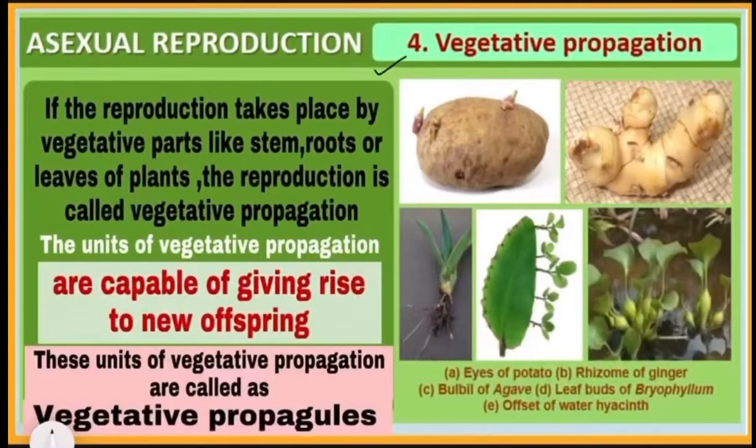Now, the fourth method of asexual reproduction is vegetative propagation, and it is found in plants. If the reproduction takes place by vegetative parts like stem, roots or leaves of plants, the reproduction is called vegetative propagation. The units of vegetative propagation are capable of giving rise to new offspring, and these units are called vegetative propagules. You can see this is tuber, this is rhizome, this is bulbil, this is leaf. All these are capable of producing new offspring. So these are all vegetative propagules.